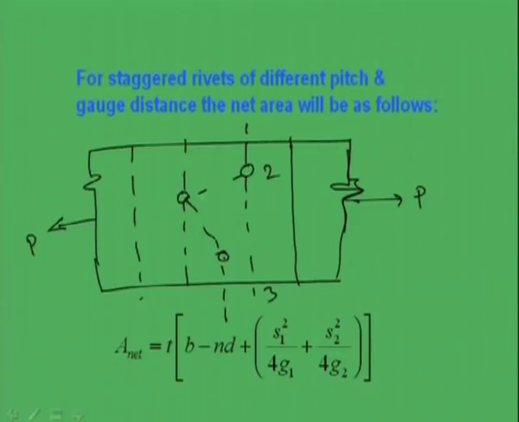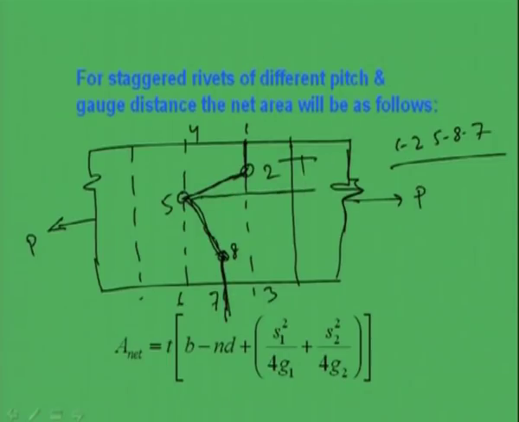That means 1, 2, say this is 4, 5, 6, 7. So 1, 2, 5, this is say suppose 8, so 1, 2, 5, 7, 5, 8, 7. In this way also it can fail. So for this, we are seeing that things are different. This is say G1 and this is G2, so gauge distances are different. And again, this is say S2 and this is say S1, so staggered pitch distances are also different.